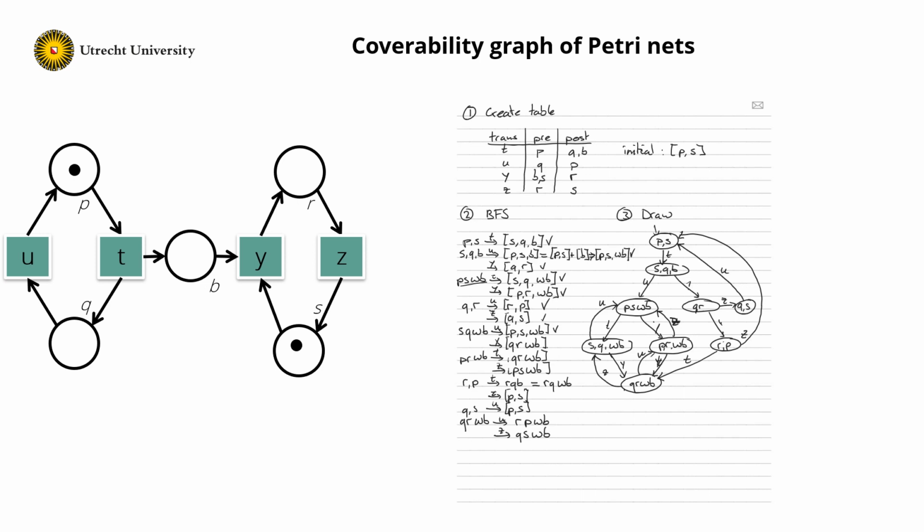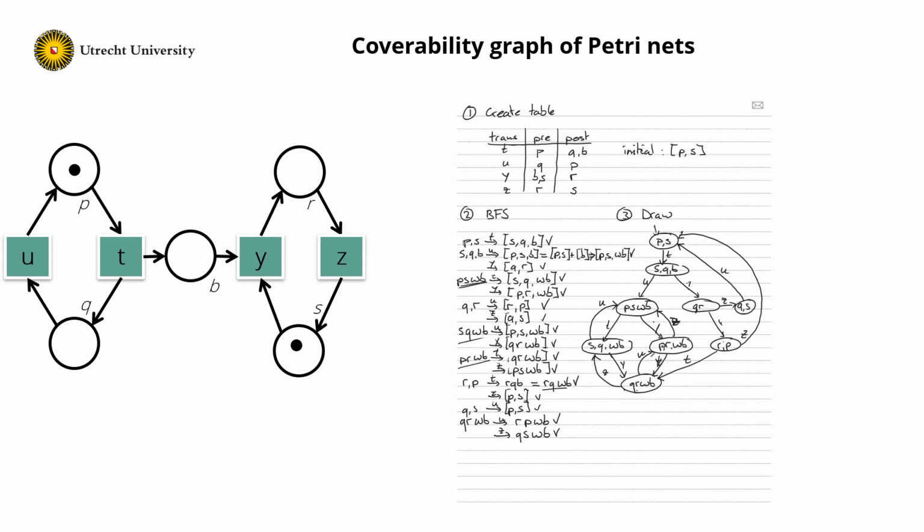Then we did this one, we did this one. QR omega B I just did. PS omega B is again over there. We did it. RQ omega B is this one, so we already did it. PS was the initial marking, we did it. RP omega B we already covered over here. And QS omega B we already covered over there. So that means that this is the coverability graph of the net. And as you can see, it is a finite graph, while there's infinite behavior.